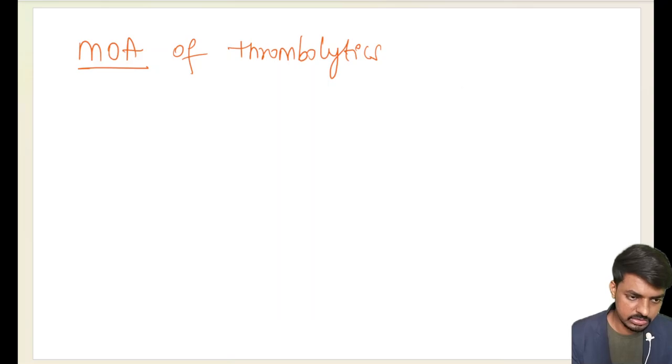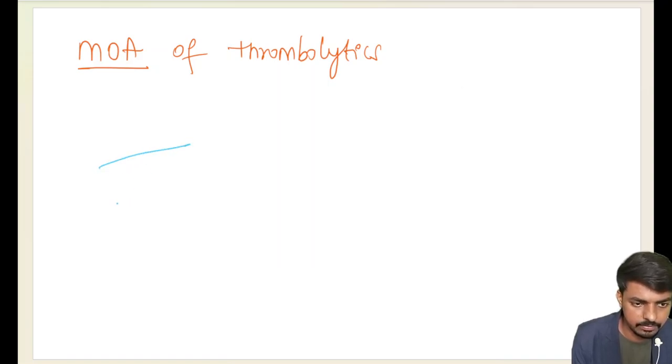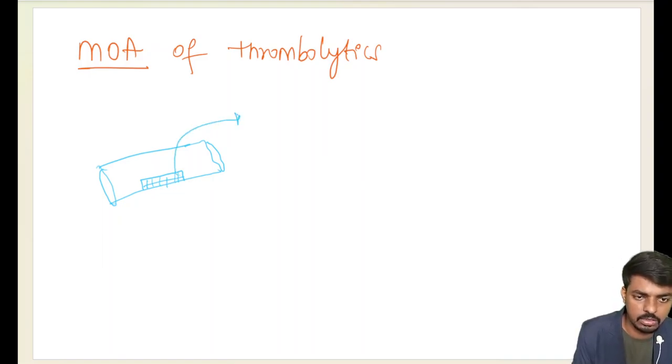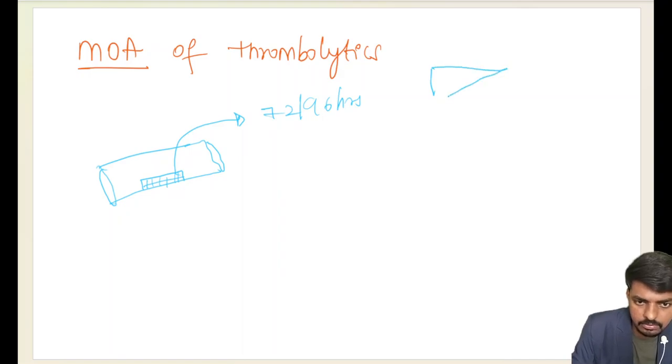Let me explain the mechanism of action of the thrombolytic agents. See, this is your blood vessel. If there is any damage to this vessel, bleeding will occur. After bleeding, there is hemostasis, and after hemostasis the clot gets formed like this. After 72 to 96 hours, from the liver, we have one enzyme in the liver, that is plasminogen.